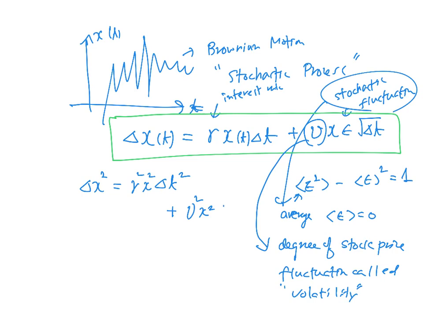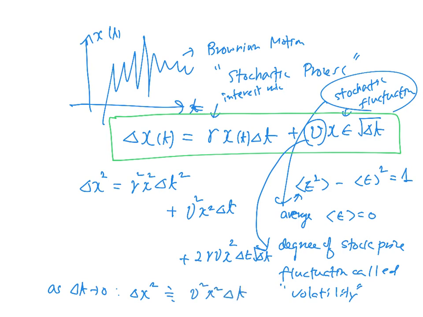x square delta t plus twice over r phi x square delta t square delta t. So as delta t goes to 0, then delta x square is proportional to v square x square delta t. So this is a really important result from the Brownian motion analysis.